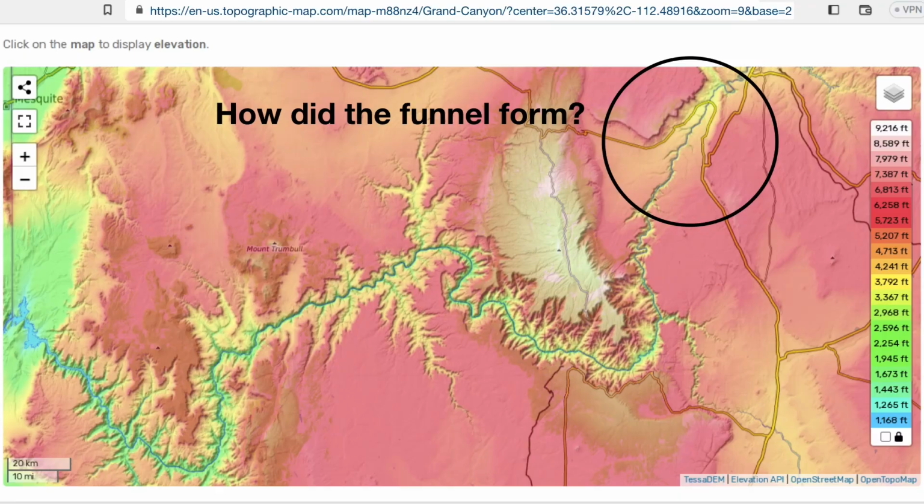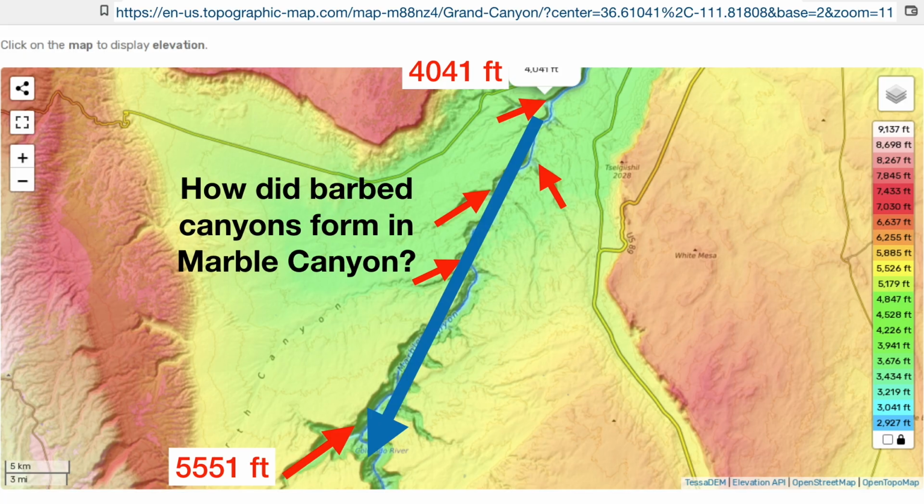And this funnel is very interesting because it's got barbed canyons. You notice how the Colorado River, that's blue, that's flowing to the southwest, but the barbed canyons in red are flowing to the northeast. How does that happen? And my brother-in-law, he took a geology class at St. Cloud State, and he says this is one thing they could never figure out. It just doesn't make sense for that to happen that way.